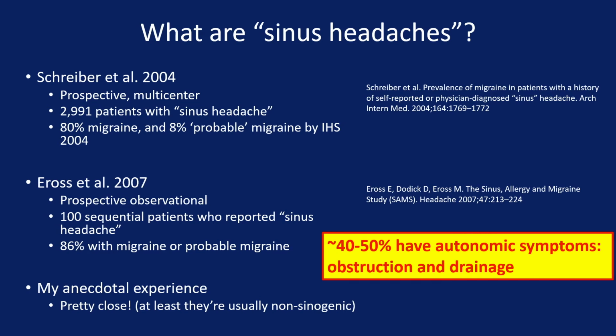But here's the kicker. 40 to 50% of these patients, and it was in the Schreiber study too, have autonomic symptoms like nasal obstruction, nasal drainage, eye drainage. So it can completely seem like you have sinusitis because you've got 2 or more symptoms with prominent pressure. You've got your symptomatic criteria. That's why it's important to scope patients.